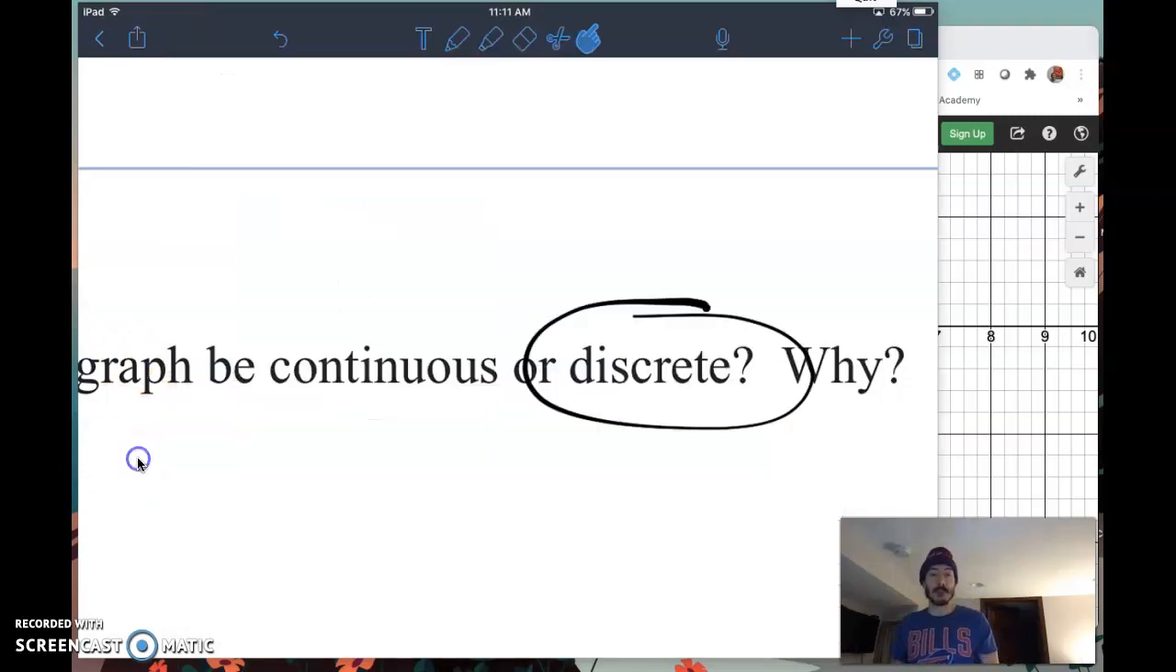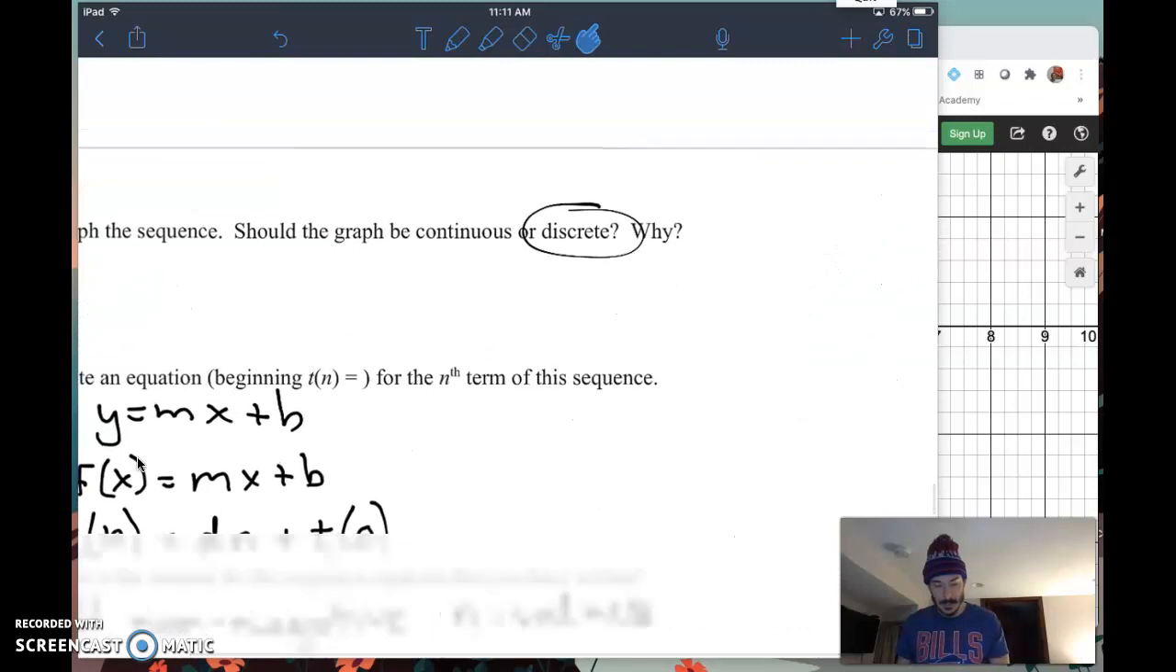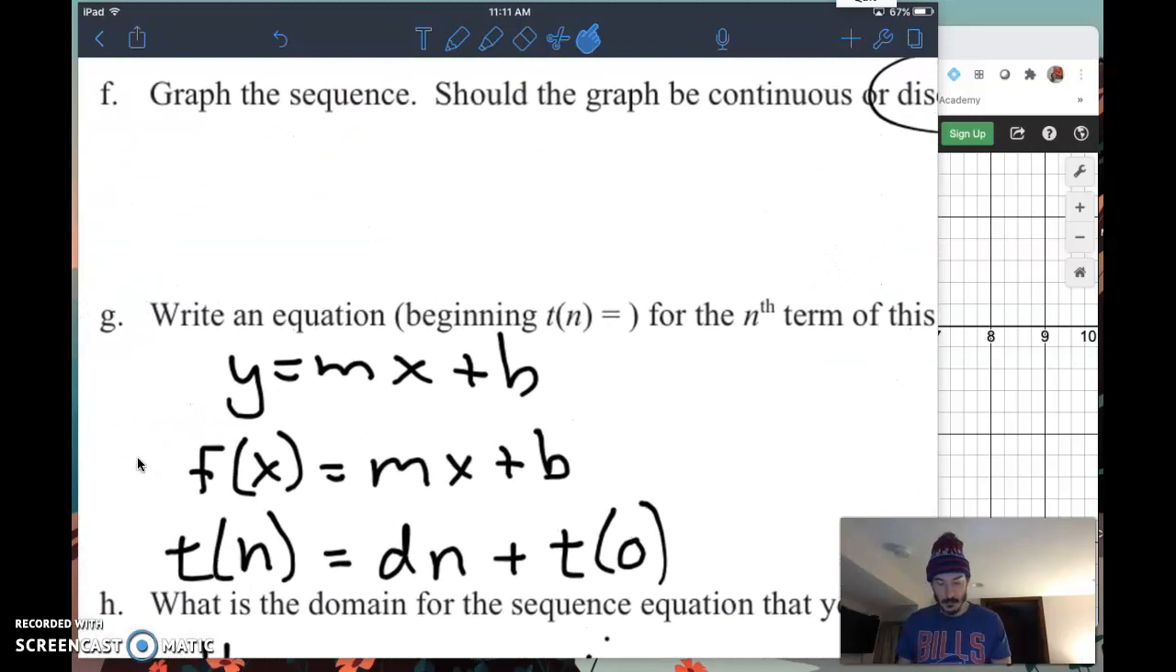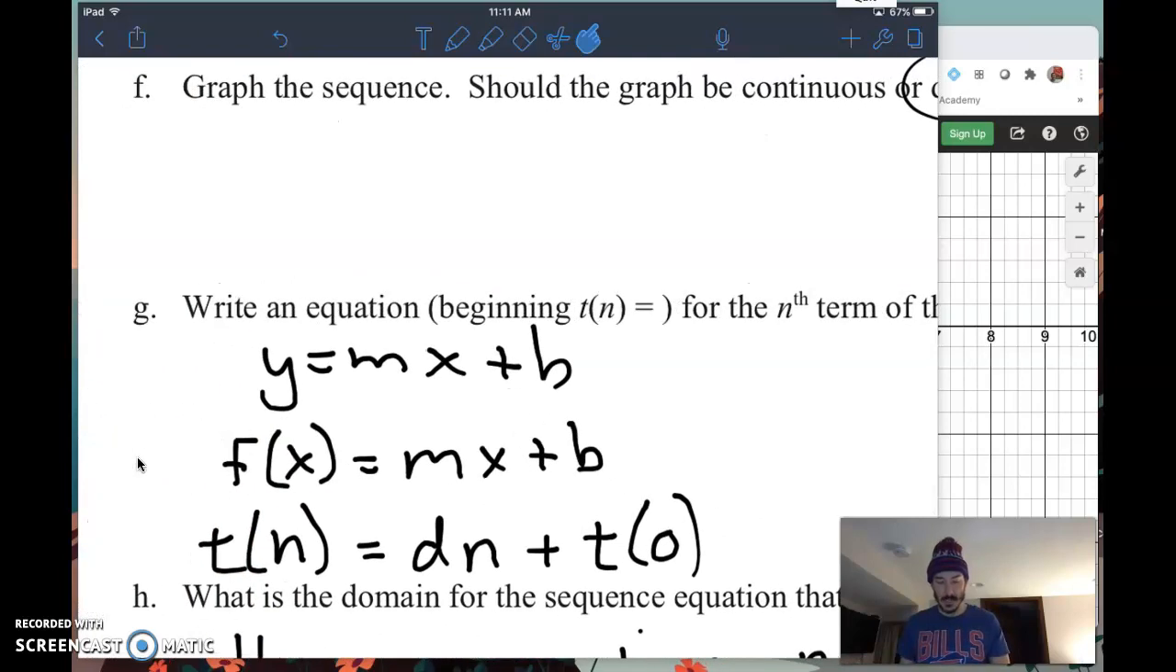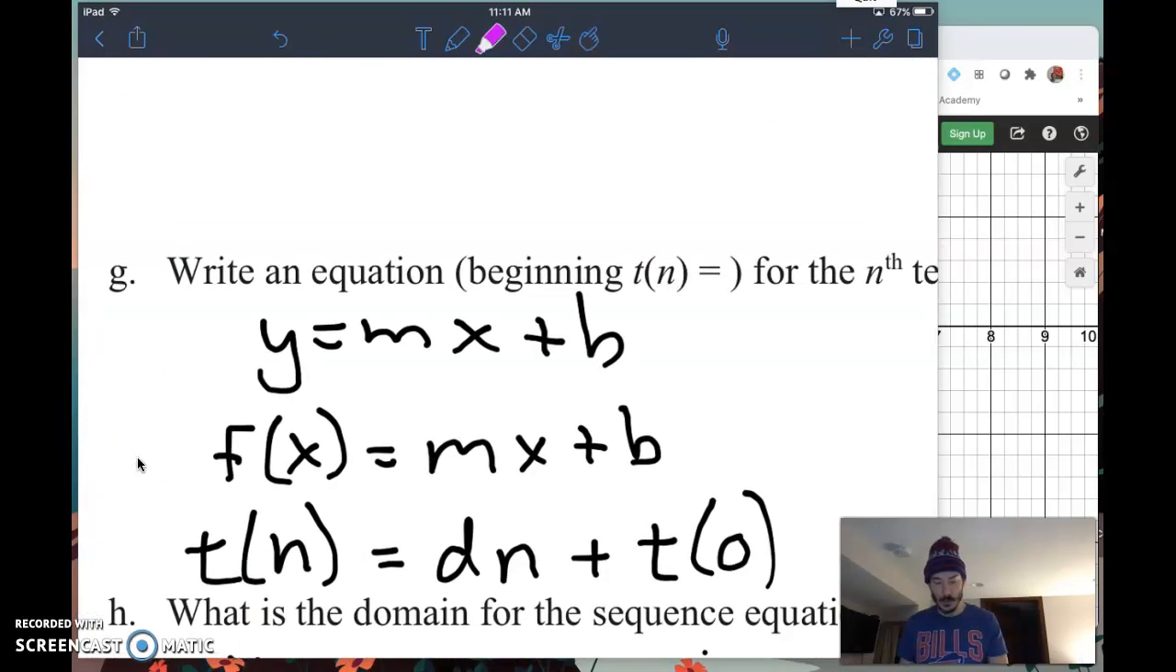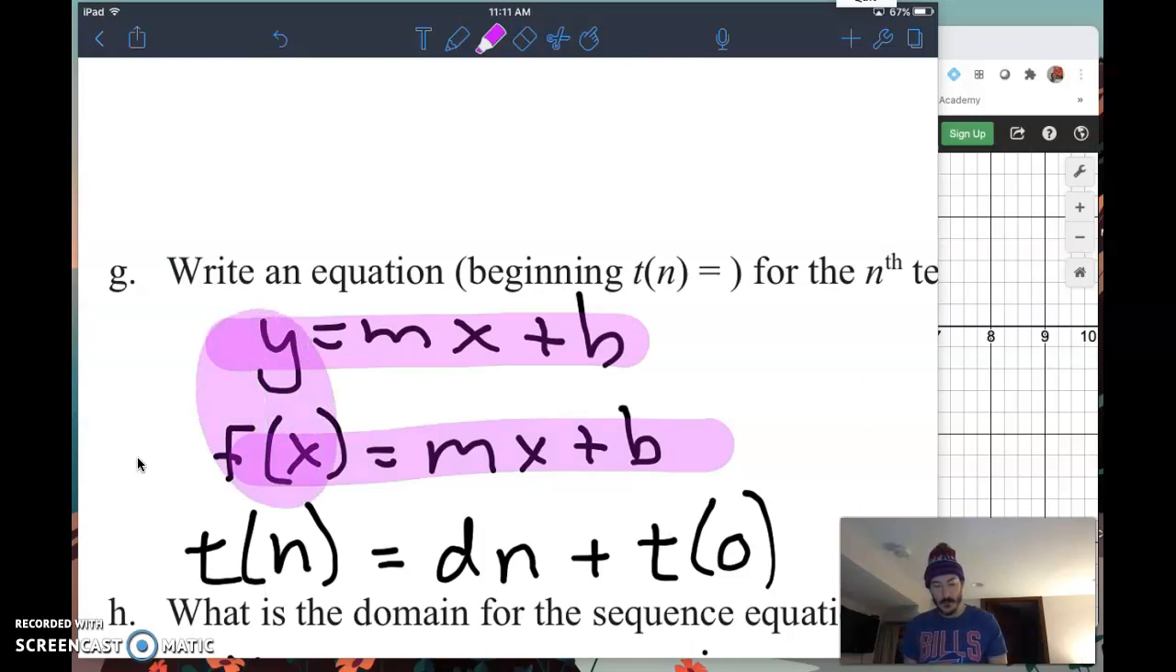All right, back to our notes here. I've got a couple things here in G that I put down. It says, write the equation beginning with T of n equals for the nth term of this sequence. And I did a couple things here. I went all the way back to what you guys see right here, to chapter 2, y equals mx plus b form, slope-intercept form, because that's really what I'm about to use here. And I even have function notation just to show you real quick the connection. The slope is the same, the input's the same, the independent variable, the y-intercept is the same. Well, it all connects here as well.